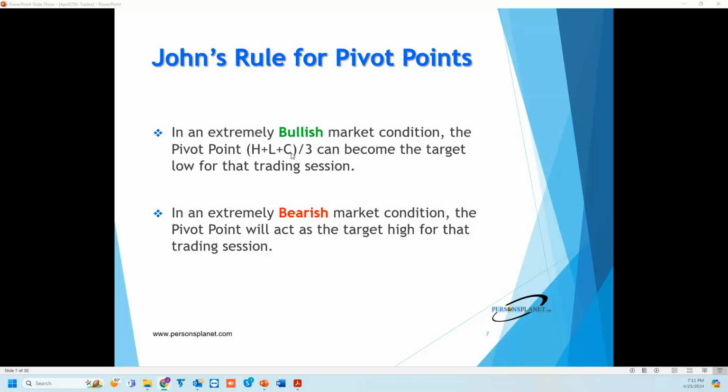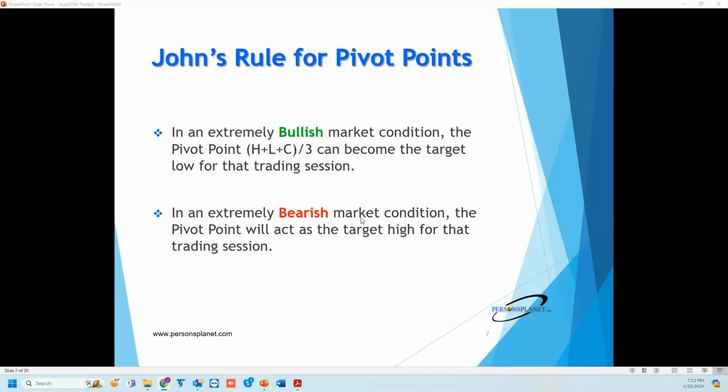So in an extremely bullish market event, if on Monday the Person's Pivot filters out a condition where it projects on the screen into the future, so on the close today it would say, for tomorrow, for example, if the market rapidly changed from bear to bull, it's going to paint a higher high and a higher low on the chart. If the market truly is bullish, prices should stay north, above the blue line, the pivot point. So that's what this first bullet point means. In an extremely bullish market condition, the pivot point becomes the target low for that trading session, or inversely stated, price should be above the pivot point.